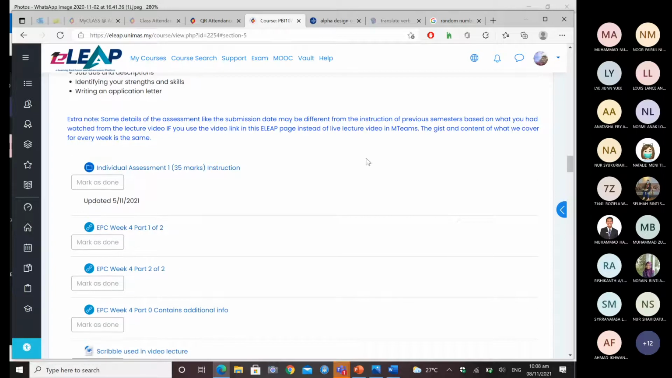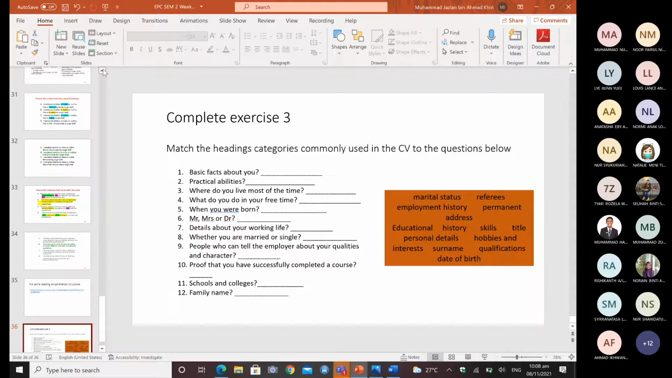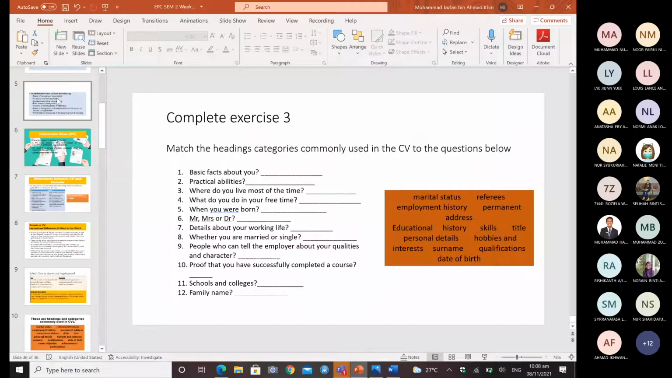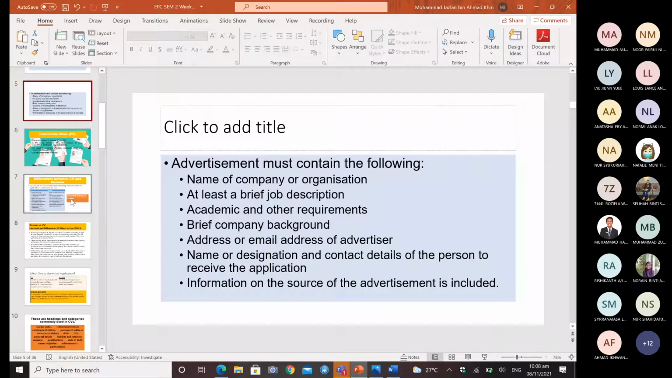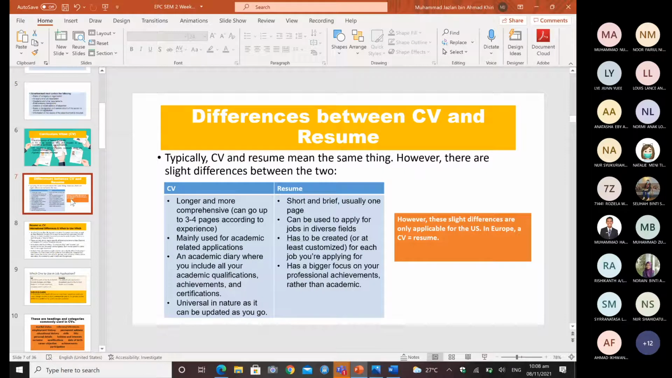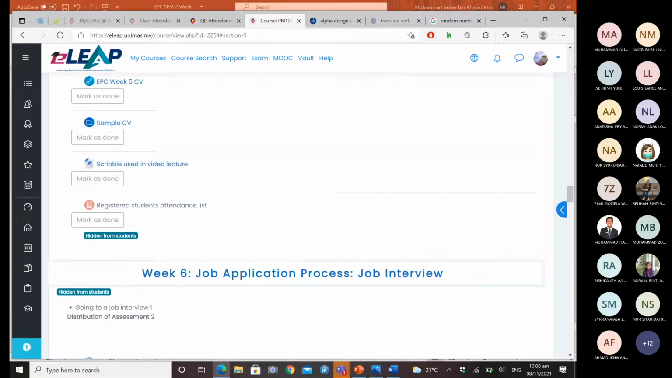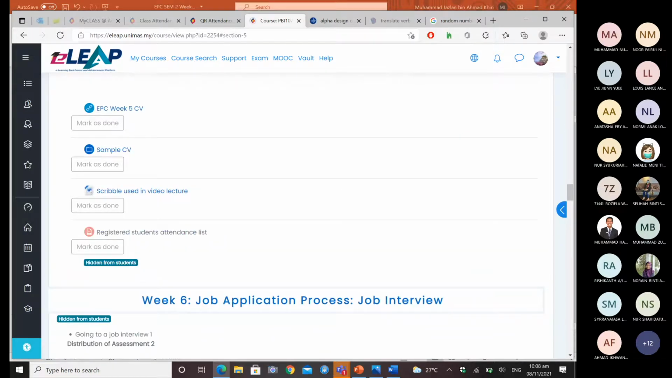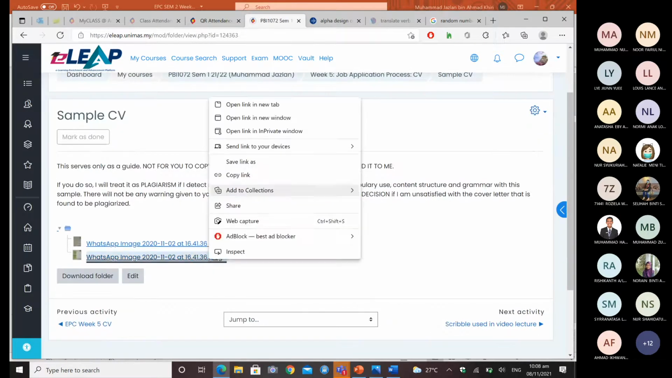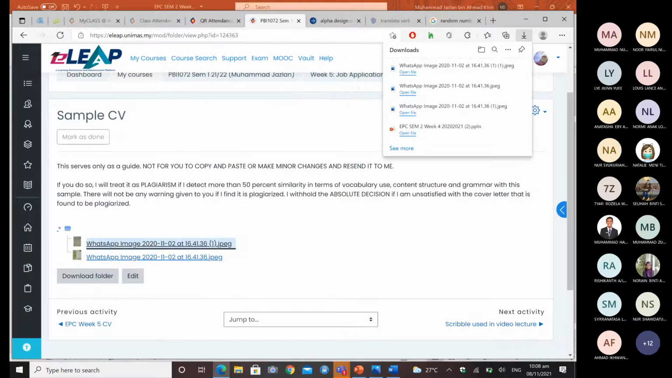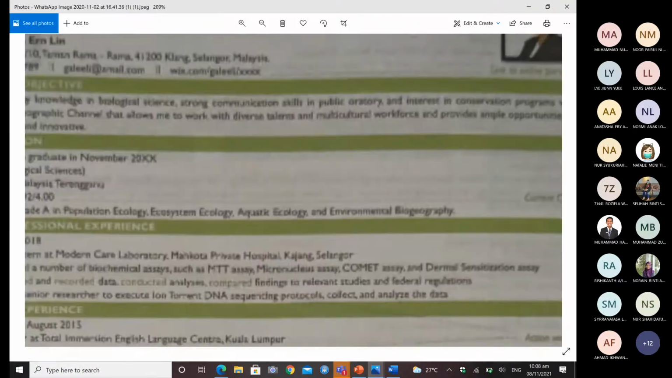Okay, after you have opened the notes on week number 4 on the CV, the example of a CV can be found in your ELIP page. I have provided 2 samples of a CV that you all can take a look at. There are 2 formats, but the information is the same.